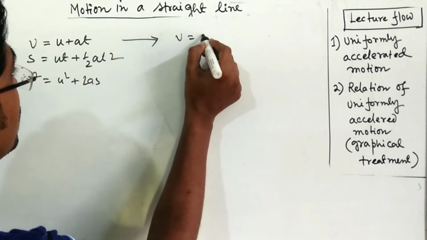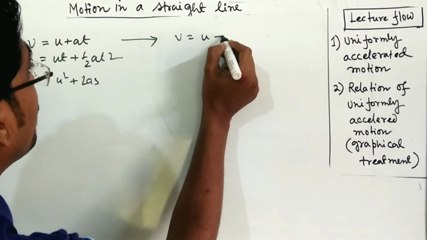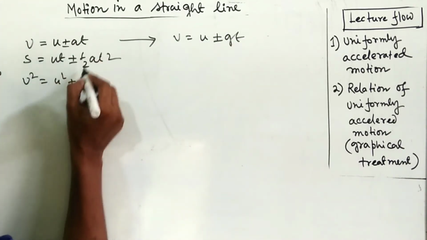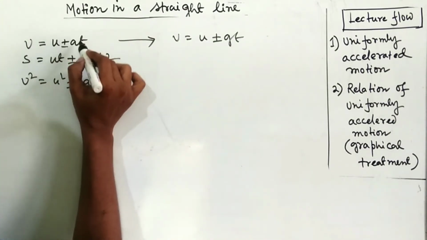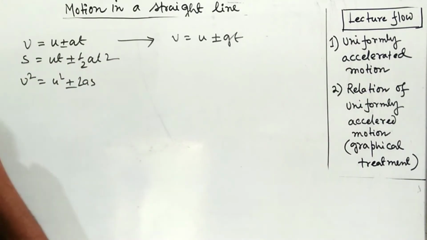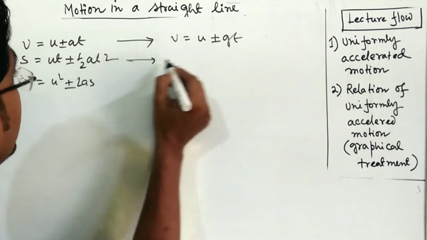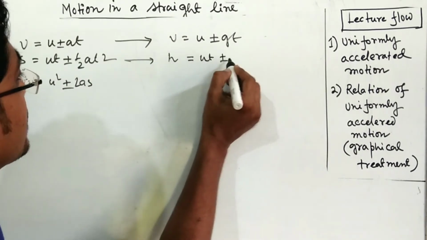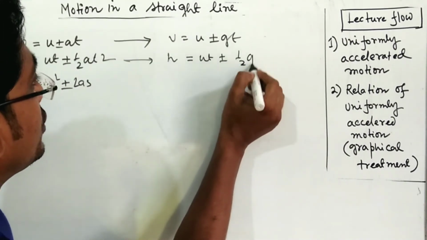V is equal to U plus minus GT. It will also be plus minus here according to the situation: if acceleration is there, it will be plus, if retardation is there, that will be minus. It will be H, the height, so H is equal to UT plus minus half GT square.